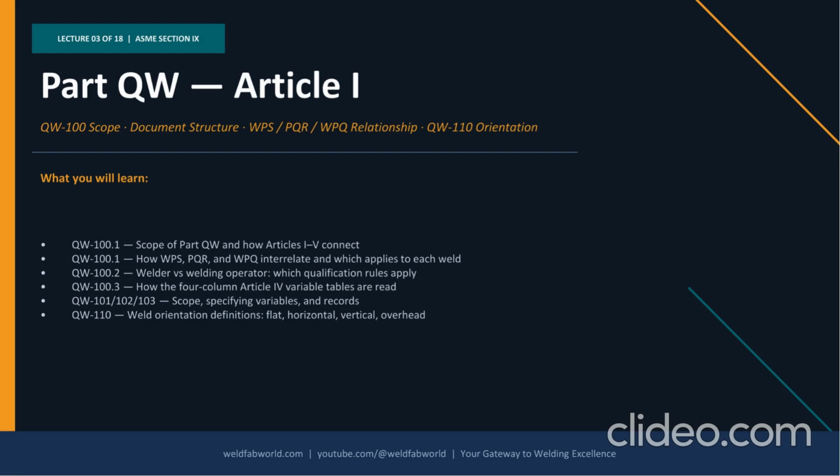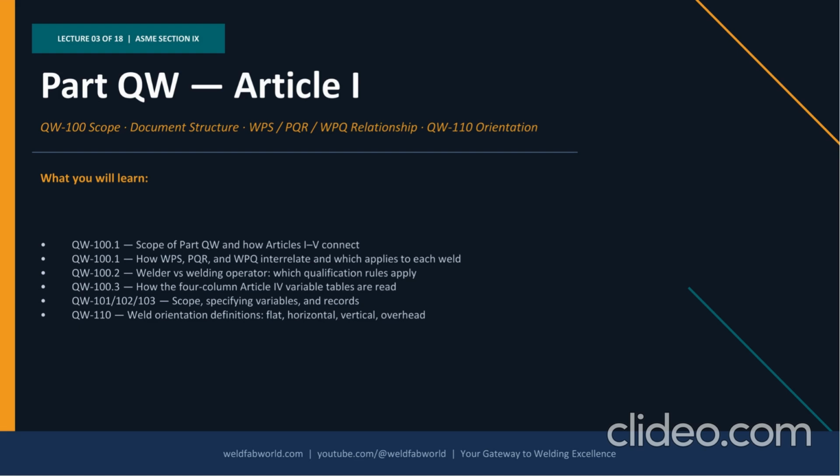Think of Article 1 as the scaffolding that holds the rest of Part QW together. It establishes the framework, defines the three-document system at a welding-specific level, draws the critical line between welders and welding operators, and introduces the 4-orientation system for weld positions that you will use in every subsequent lecture. It also introduces something critically practical: how to read the Article 4 variable tables.